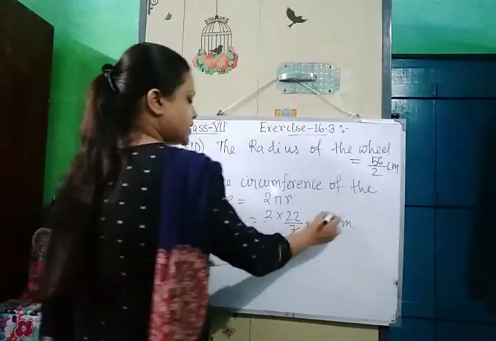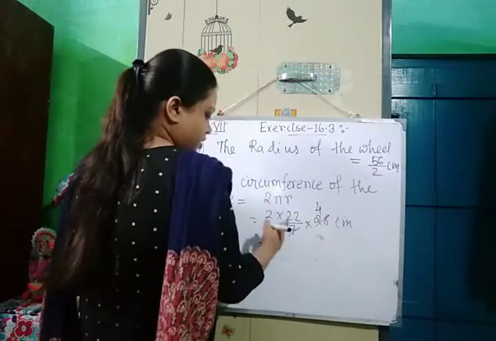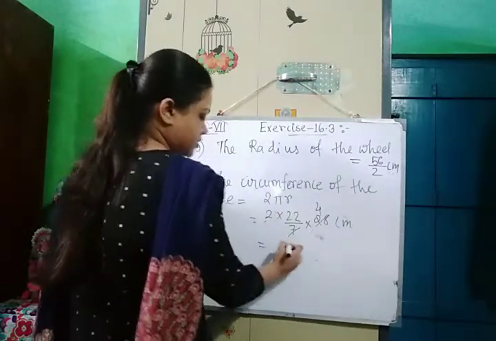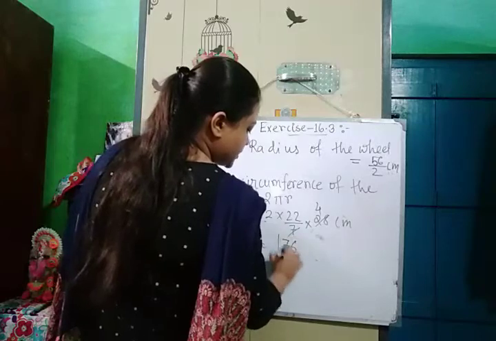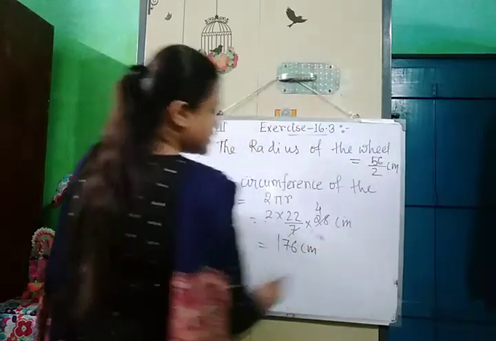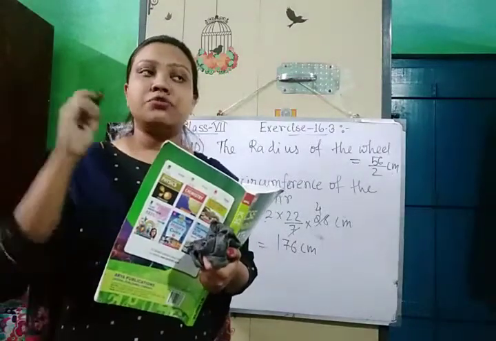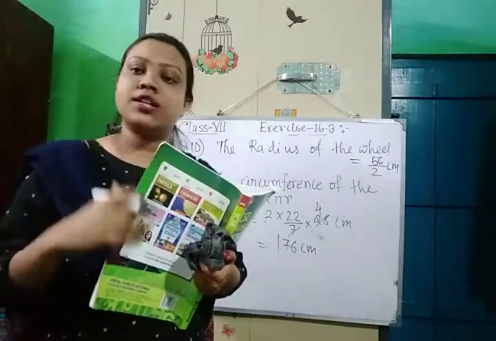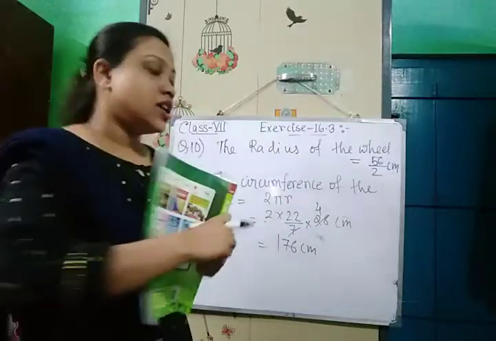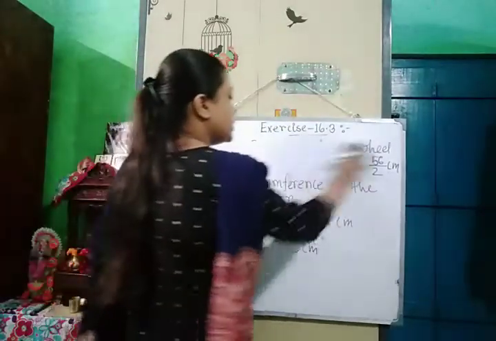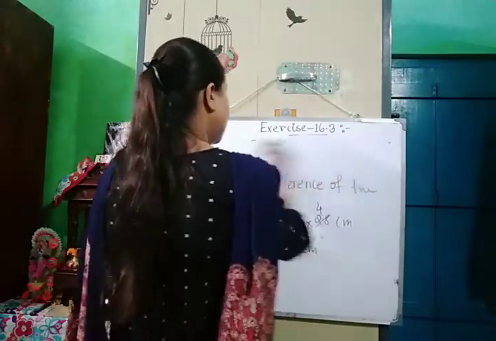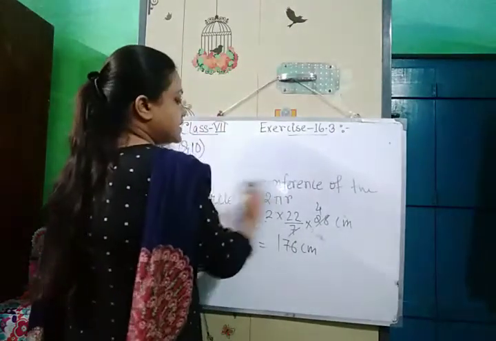So 7 ones are 7, 7 fours are 28, 22 into 4 twos are 8. So 8 twos are 16, 8 twos are 16 plus 1, 17. 176 centimeter is the circumference of the circle. So in one rotation it covers 176 centimeter. Now how will we find out how many rotations it will need to cover 88 kilometers?